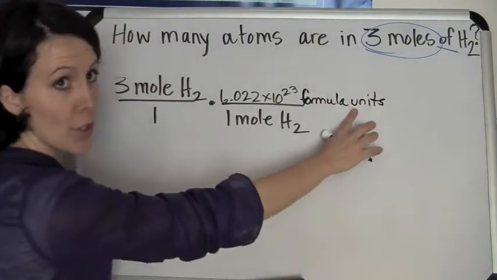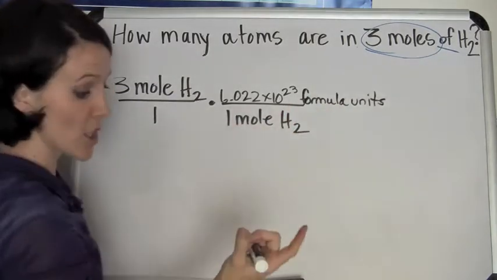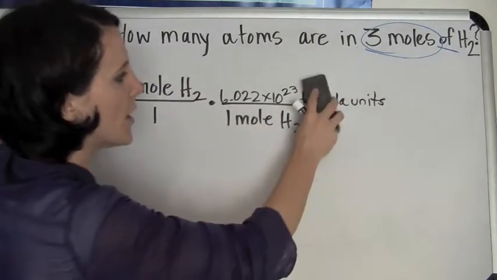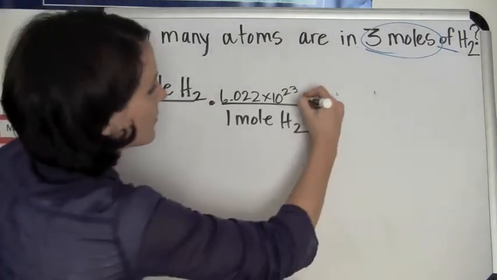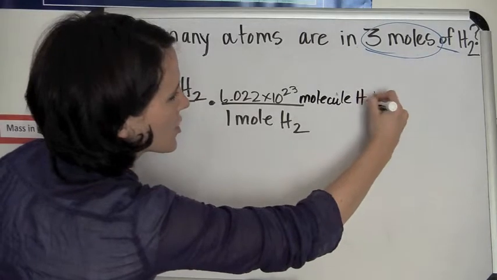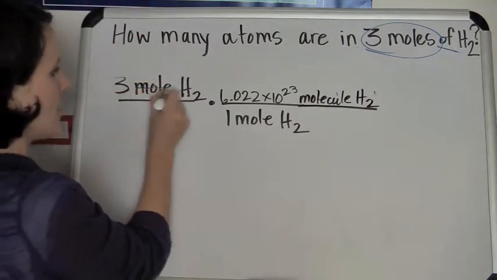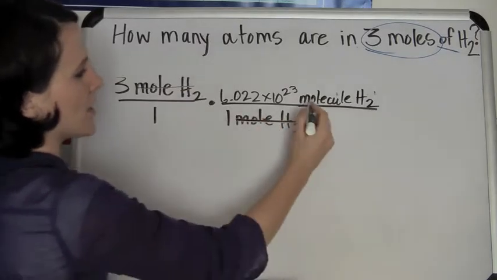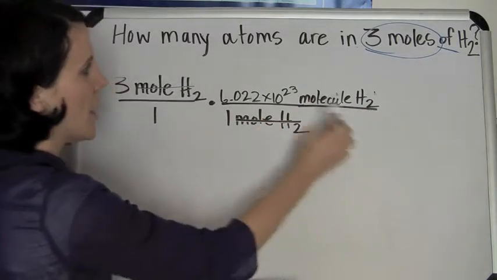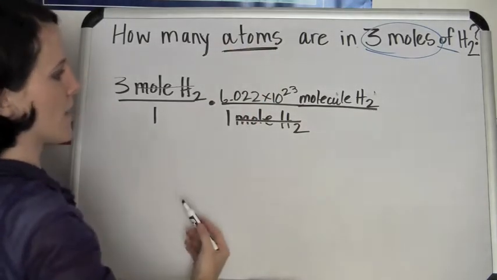Now, what is my formula unit for elemental hydrogen? It's a molecule. That's the most basic unit. So instead of writing formula unit, I'm going to write molecule of H2. Okay, so if I end there, these units will cancel out and I'll be left with molecules of H2. But that's not what the problem asks. The problem asks for atoms.